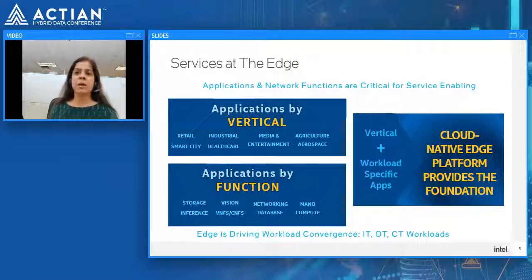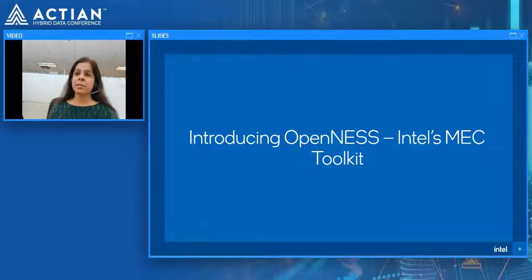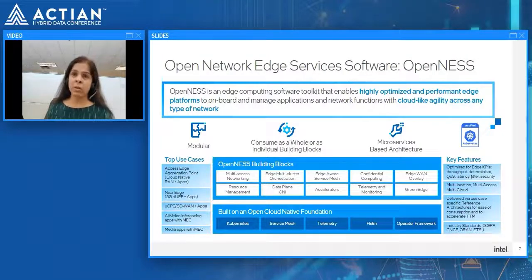To take care of these kinds of workloads coming together, we have to have a foundation which adopts some of the data center best practices of elasticity, resiliency, scalability, and also high availability requirements. And it seems like cloud native technologies can be a good foundation for building a multi-access edge computing platform. This introduces us to OpenNESS, Open Network Edge Services Software. It is Intel's multi-access edge computing open source toolkit, which is built on the foundation of cloud native technologies.